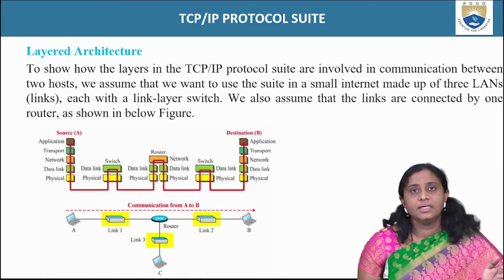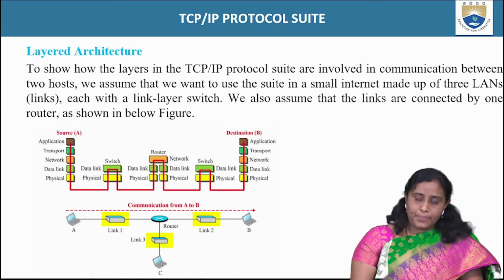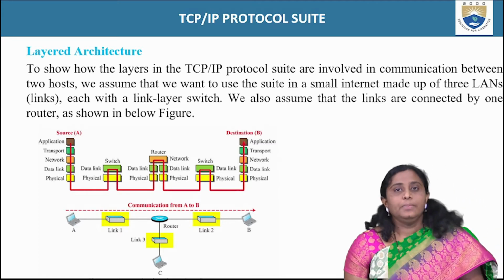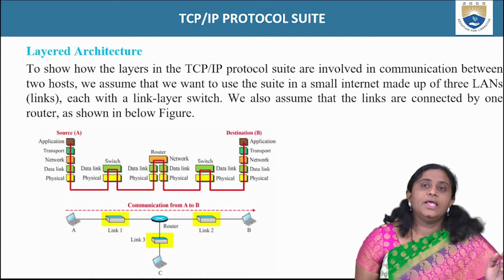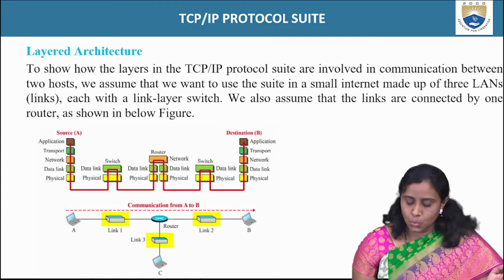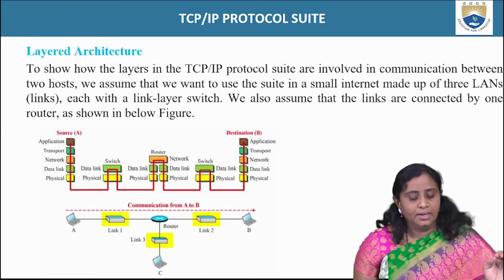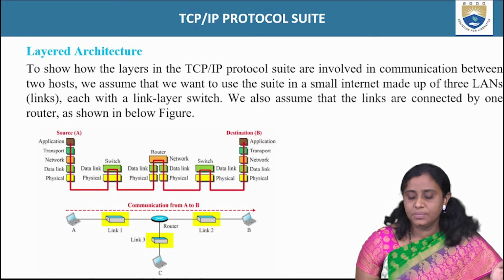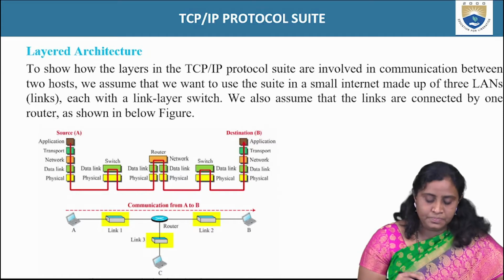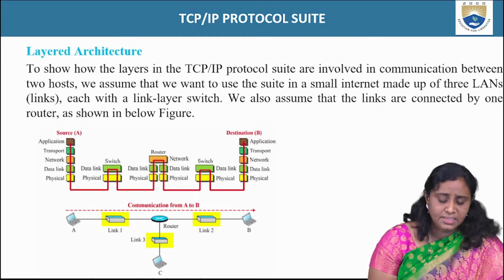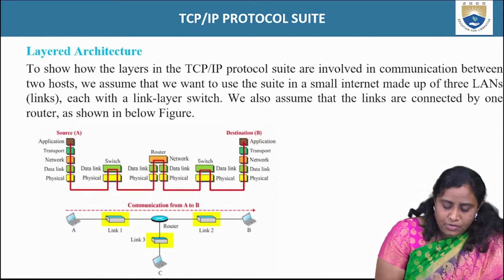Coming to the layered architecture of the TCP/IP protocol suite, to show how the layers are involved in communication between two hosts, one host is a source host and the second is a destination host. Assume we want to use this suite in a small internet made up of 3 LANs, where each LAN is linked with a link layer switch. We also assume that the links are connected by one router, as shown in the figure below.